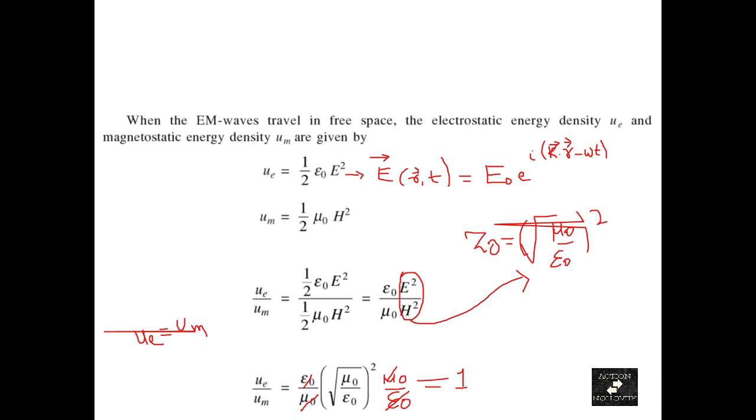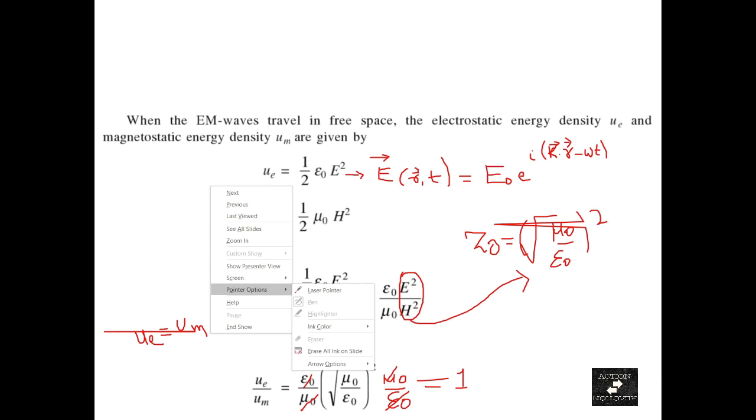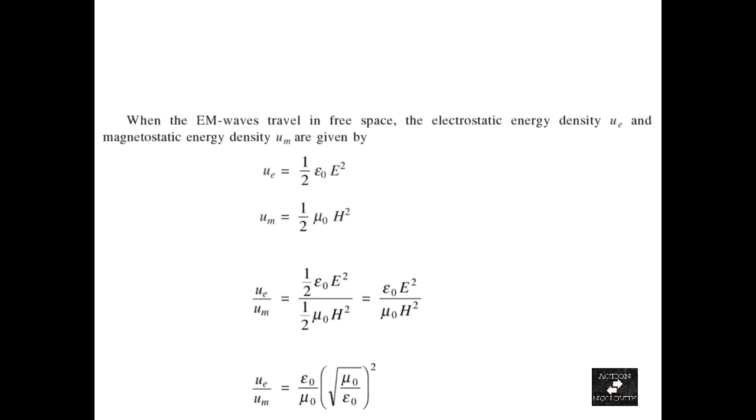If you look at the physical aspect of this, this means that the energy is equally distributed between the electric field and the magnetic field. So the electrostatic energy density is actually equal to the magnetostatic energy density. In fact, they complement each other perfectly well, and the ratio comes out to be 1. So that's how the average energy is distributed in the electromagnetic wave traveling in free space.